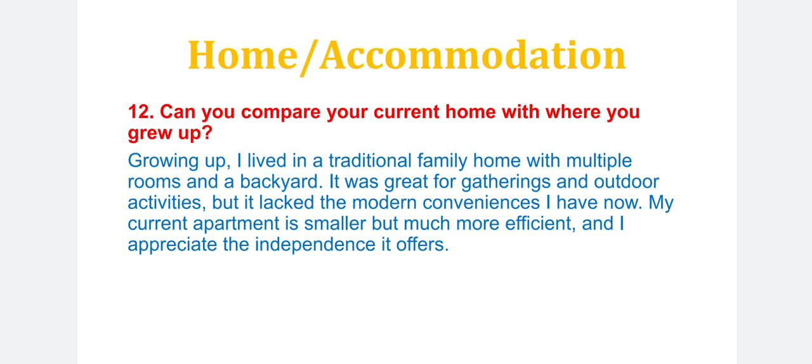So I have told the examiner that when growing up, basically when I was a kid, I lived in a traditional family home that had a lot of rooms. Basically I lived in a joint family. If you want to say it in simpler terms, I lived in a joint family, and my home had multiple rooms and a backyard. So it was a great experience. But as we grew up, the home became cramped because there was not a lot of room available for all of us. So we all had to shift to new places. So you can also talk like that.